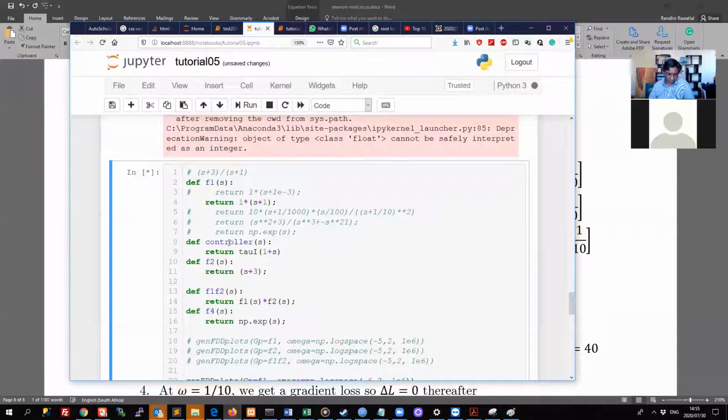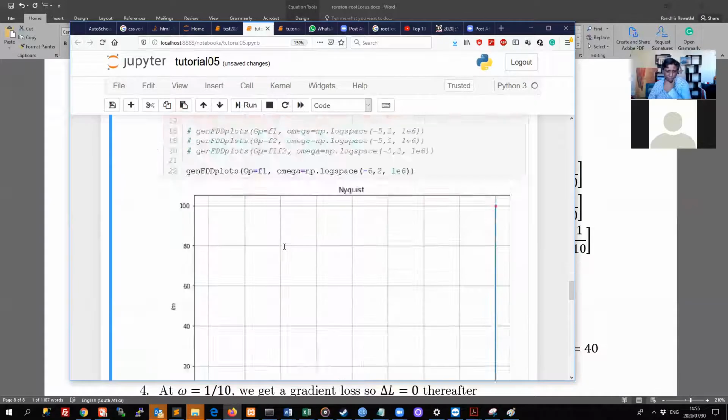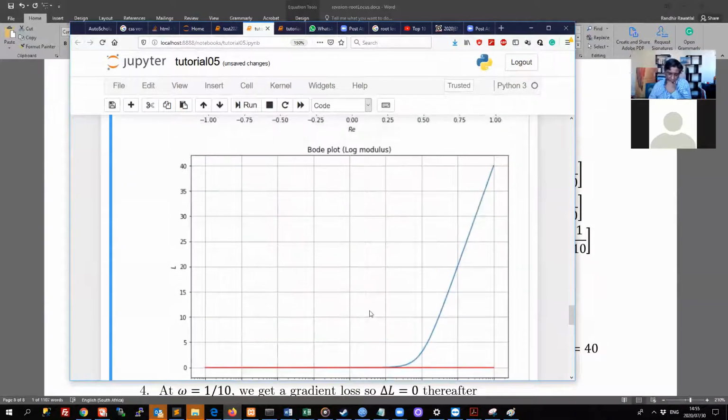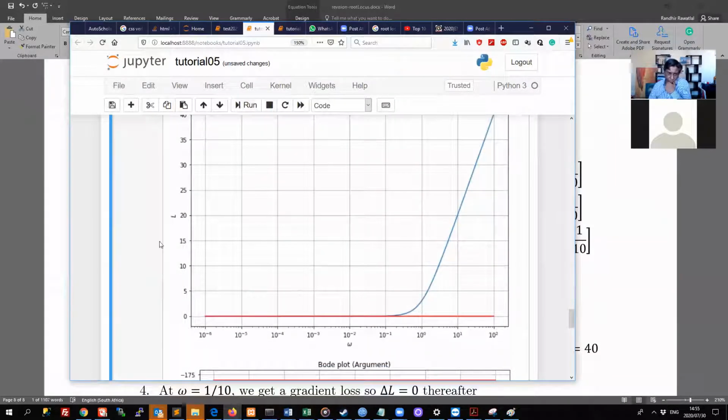So it's still running. So here's the Bode diagram. If we brute force go and plot it, you can see it's on 0 here, and then around this value of 1, it takes off like this.